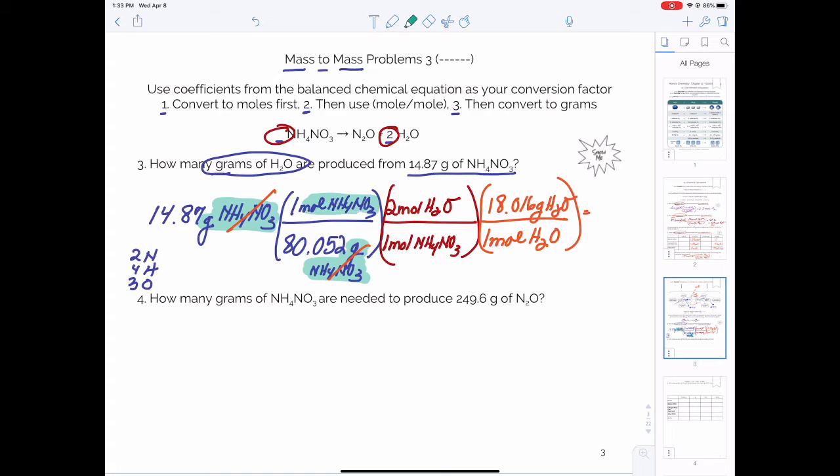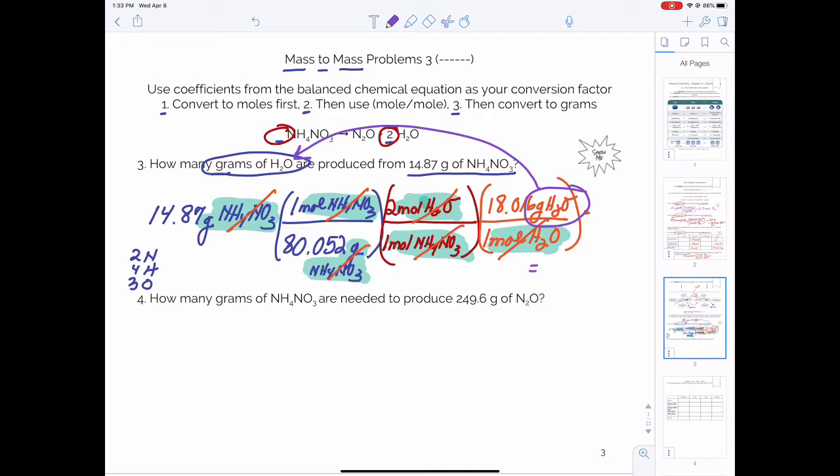The unit over here, moles of ammonium nitrate, cancels out with this moles of ammonium nitrate. Moles of water cancels out with moles of water. So the only unit that is left now is grams of water, which is what I actually wanted.